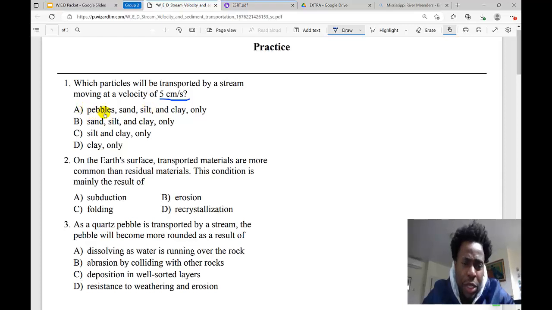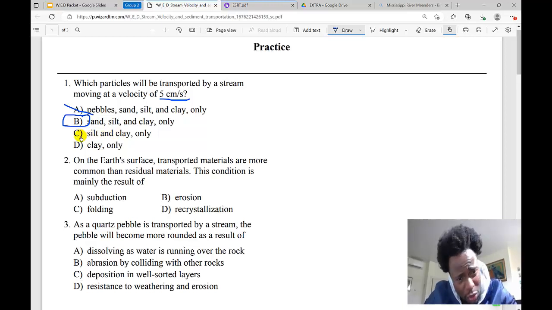So pebbles, definitely not. Pebbles will be too big. Sand, silt, and clay only. It does sound like B. Let's look at C. Silt and clay only. No, it can carry sand according to what we saw. So this is out. Clay only, that is out. Our correct answer here is B.